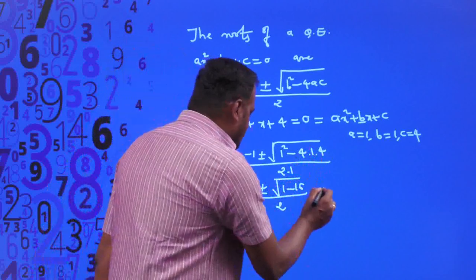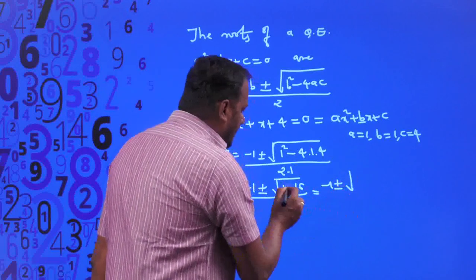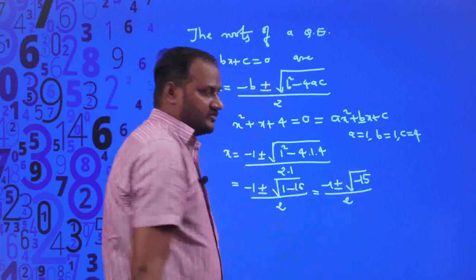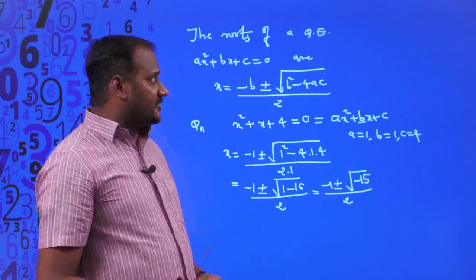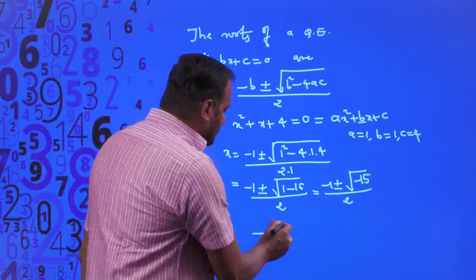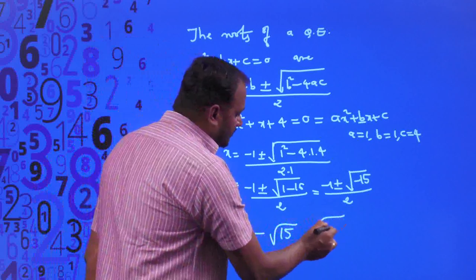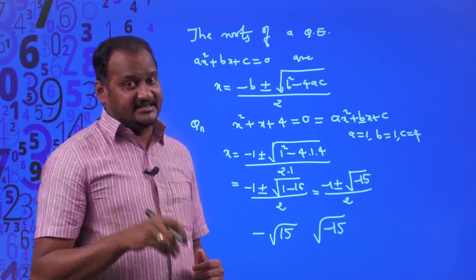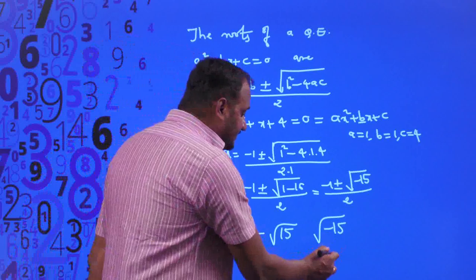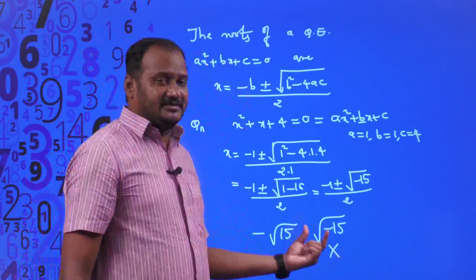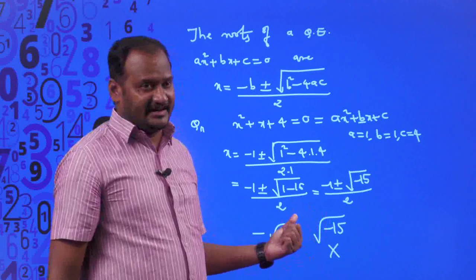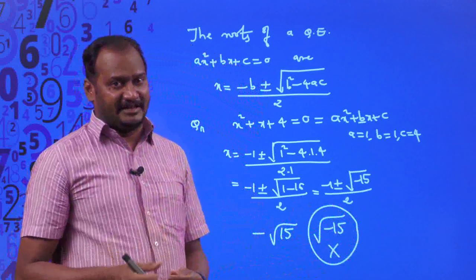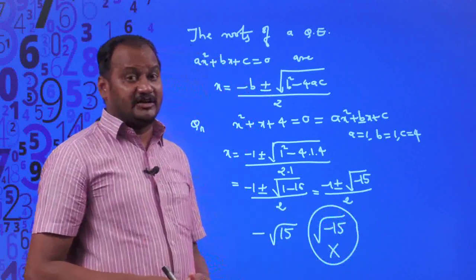Now see here, which is equal to minus 1 plus or minus square root of 1 minus 16, which is going to be negative 15, whole divided by 2 into 1, which is 2. What is this root over negative 15? We heard about negative root over 15, but we do not know about root over negative 15, because if a negative sign is there inside the square root, then that number cannot be considered a real number. So this number is not available in the real plane, right? Then where is this number available? This number is available in the complex plane. So this number belongs to the complex number system.